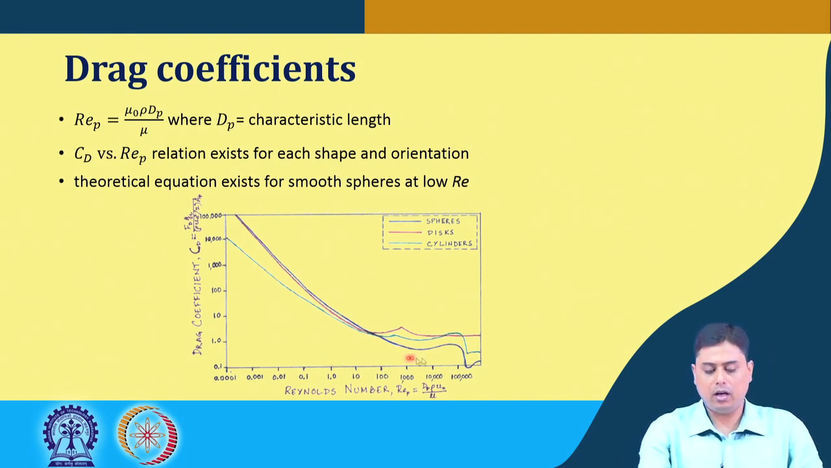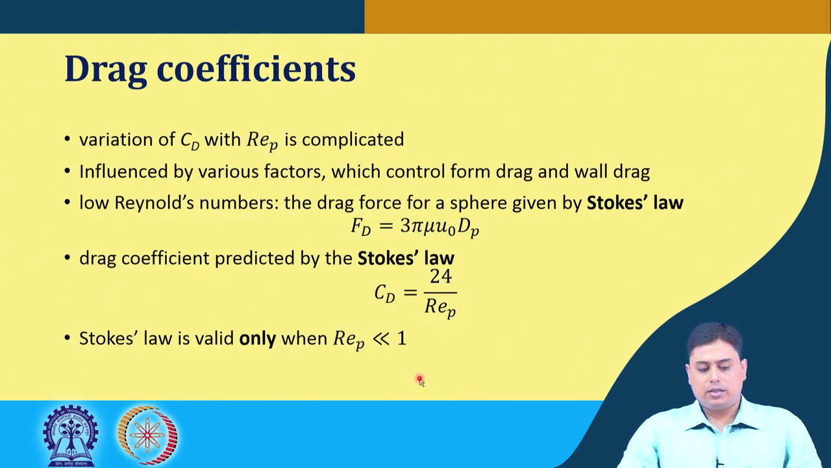But when it goes beyond the range of more than 10, the scenario becomes more and more complicated. So this variation of CD and REP is much more complicated than the relation of friction factor versus Reynolds number, because these are influenced by various factors that control the form drag and the wall drag. At low Reynolds number, the situation becomes much easier to estimate or calculate.